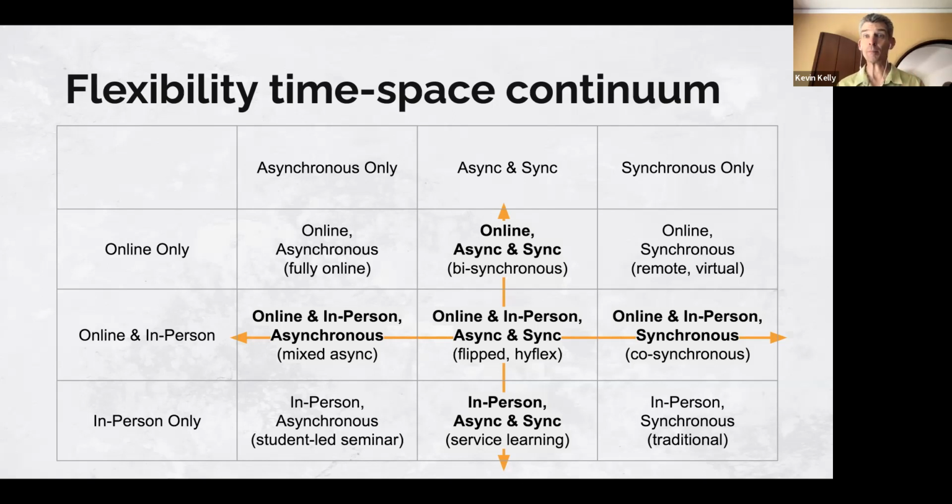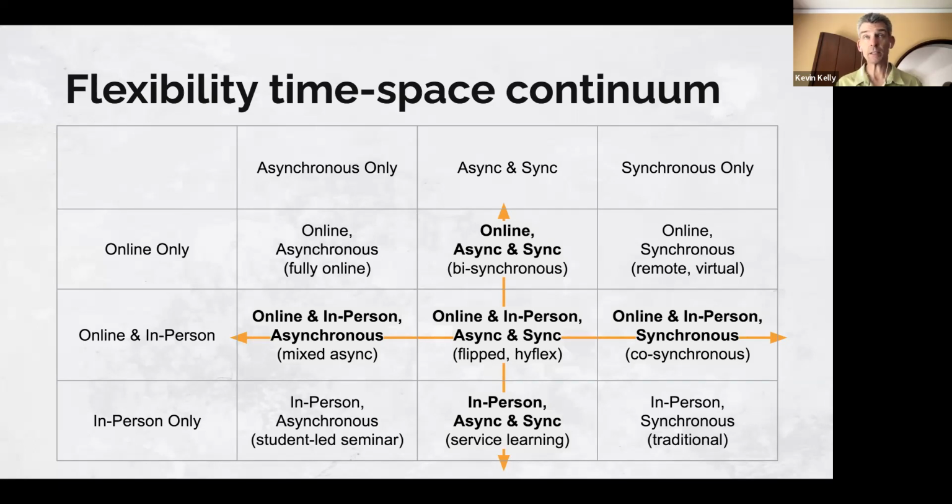Now, if we go around the 9 boxes in the grid contained by those column and row headers, we can see in the top left, online asynchronous courses is one modality, fully online, sometimes people call it. In the top right corner, online and synchronous is often what some people have been calling remote, virtual, what have you. In the bottom right corner, in-person synchronous courses. That's your typical in-class traditional class.